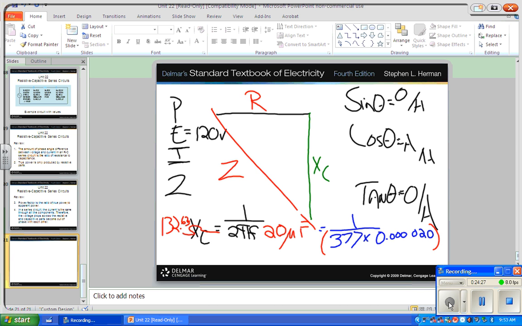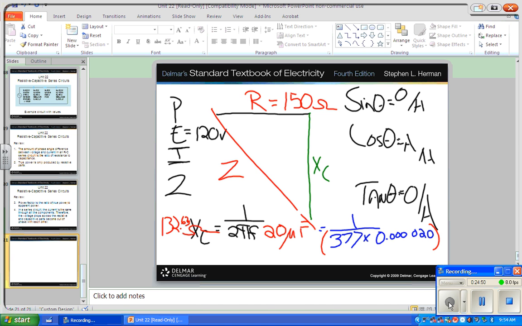Okay, now you can see why I wanted to wait to pick my resistance, because we don't want to have some crazy number like 12 ohms and 132 ohms of X sub C, because things are not going to line up very well, right? So let's just pick a number of, let's say, 150 ohms. Would that be okay with everybody? Okay. Because what we're really looking for is what is our Z, our impedance.